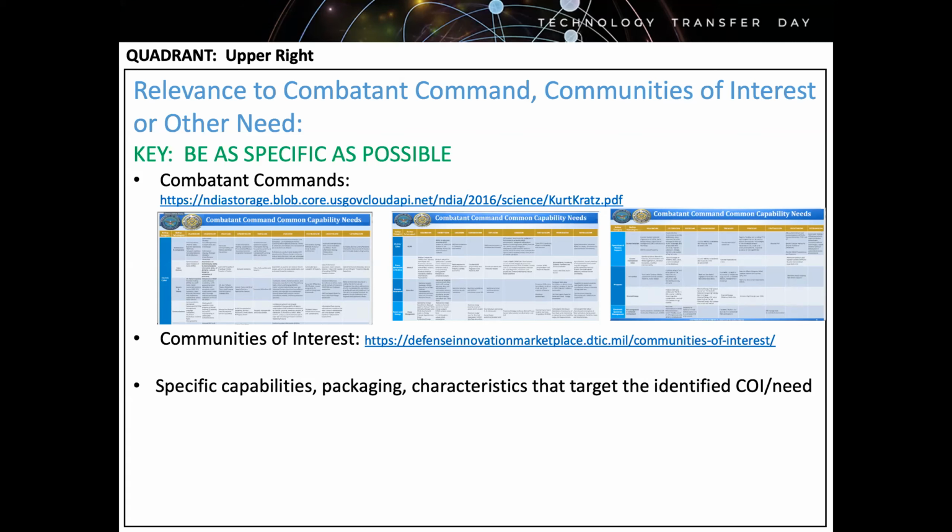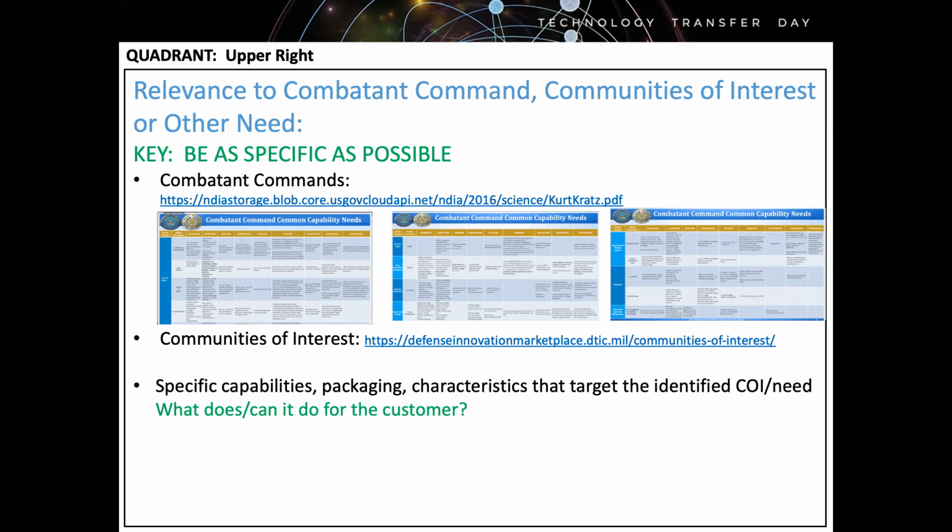Some of those blanks and those gaps would be, what are the specific capabilities or packaging requirements or characteristics of your solution that relate to your specific community of interest or combatant command need or customer need? You know, what does your solution do, or what can it do for the customer? And again, what is the ultimate benefit of your solution to the warfighter?